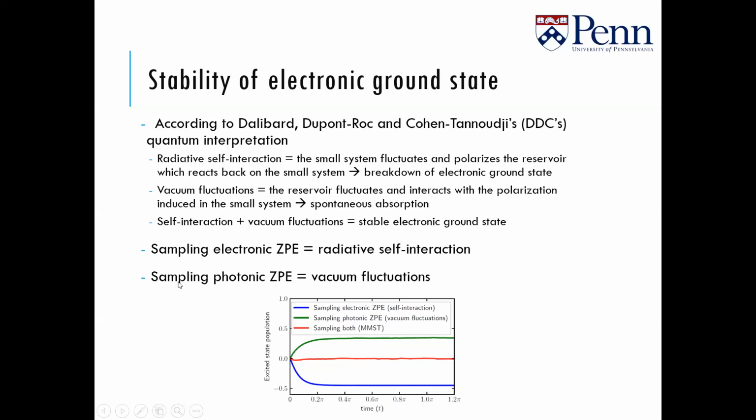By contrast, if we sample only the photonic zero-point energy, we can say this is just vacuum fluctuations. By doing this, the green line goes up, the excited state population goes up, which means it will have spontaneous absorption. If we combine these sampling procedures, self-interaction plus vacuum fluctuations, we get a relatively good stable electronic ground state, which is the red line here. Hence, the sampling procedures in the MMST dynamics have physical meanings. Their physical meanings are radiative self-interaction and vacuum fluctuations, respectively. And this is very good.